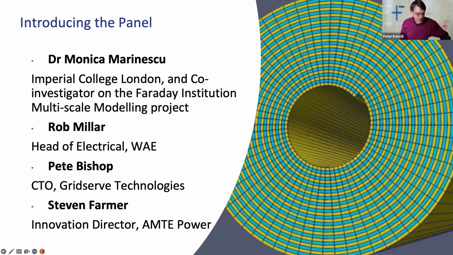Steve is the Innovation Director with AMTE, one of the UK's leading battery manufacturers. So to give you that question, we've laid out the ground for what industrial strength physics-based modeling would look like. So I'd be interested in what your thoughts are on the win for your particular business. What do you think you're going to win through more extensive use of physics-based modeling, certainly than you do at the moment? So perhaps if I could start with you, Rob, what do you think the win is for WAE?